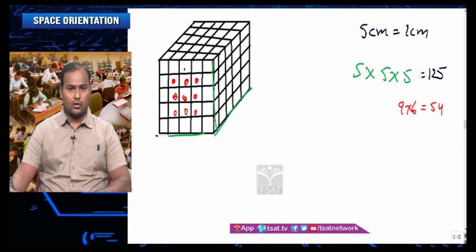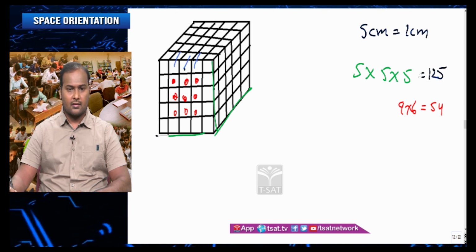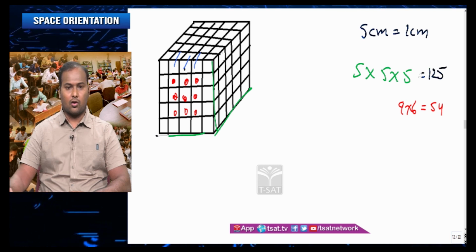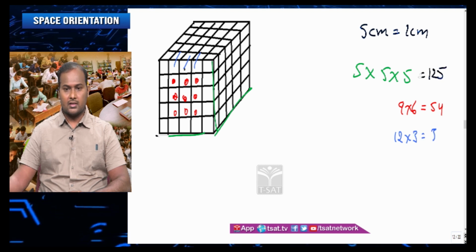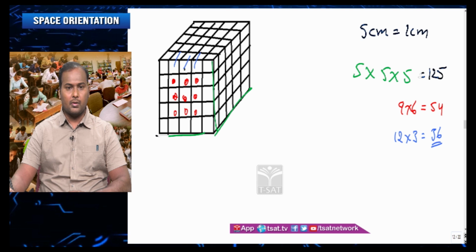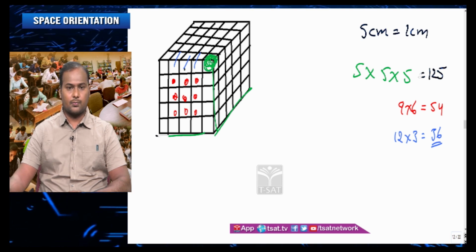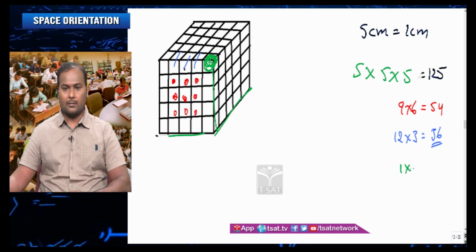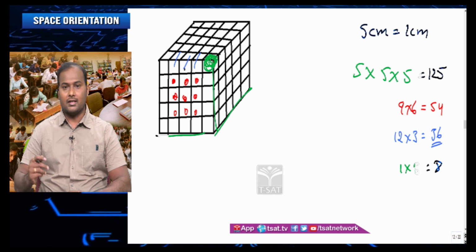In the same way, two side paint is always possible on the edges. How many per edge? 3 per edge. Total how many edges? 12 edges. So 12 into 3, that is 36 cubes will have two side paint. And obviously, how many small cubes will have three side paint? We know that three side paint is always possible at the corner, and each corner is 1. So 1 multiplied by 8, total 8 small cubes will have three side paint.